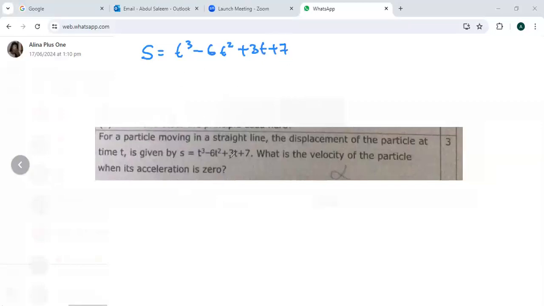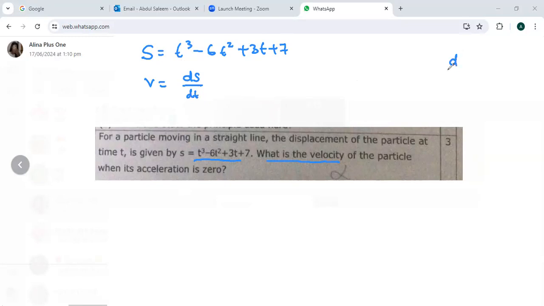Is the displacement given in the question? Displacement s equal to t cube minus 6t square plus 3t plus 7. We have to find what is the velocity. Velocity equal to rate of change of displacement, that is ds by dt.